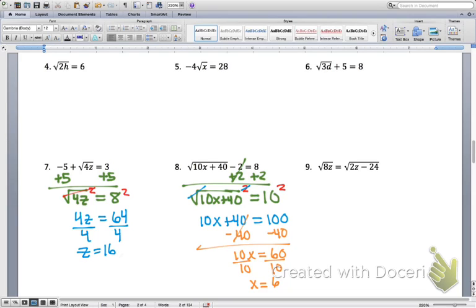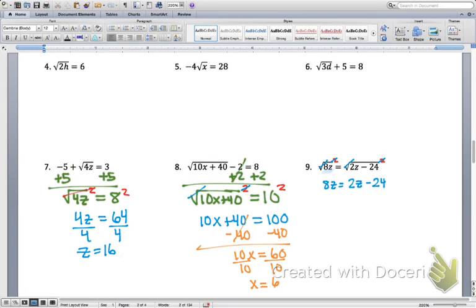Let's take a look at our last one. Now this is a little different. We have a square root on both sides. The nice thing is everything is inside both of the square roots, so I can actually just go ahead and start squaring to eliminate the square roots. So the square root on the left is canceled by the square, and same thing on the right. Square root is canceled by the square, and I'm left with 8z equals 2z minus 24.